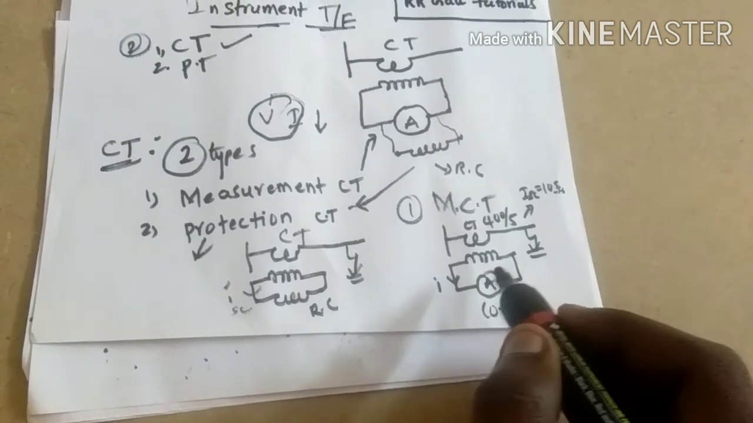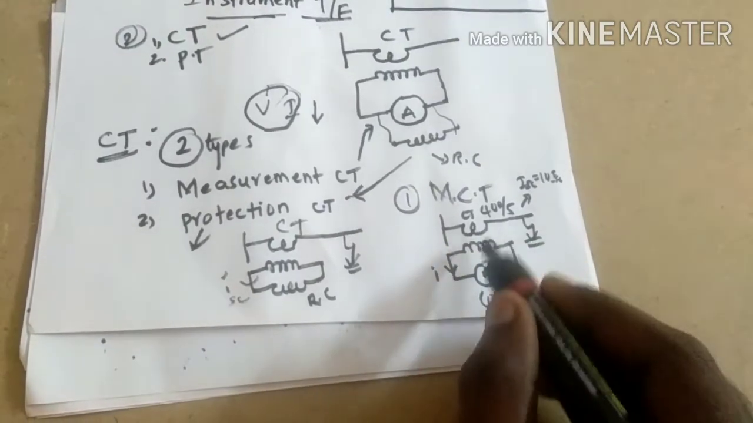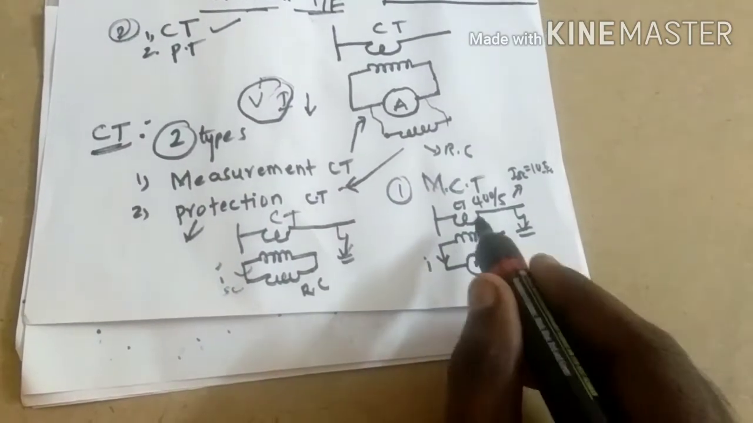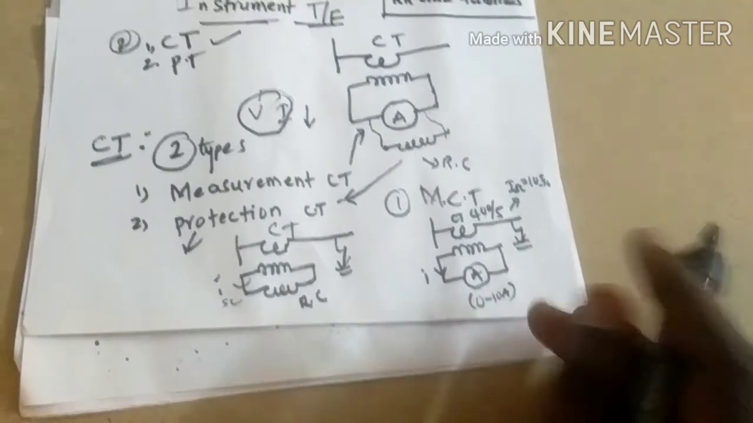Now, why should this not happen? Because if a short circuit fault takes place and the short circuit current enters the measurement CT, then the measuring element may get damaged. Now let us see the magnetization characteristics of both, which is another important topic.